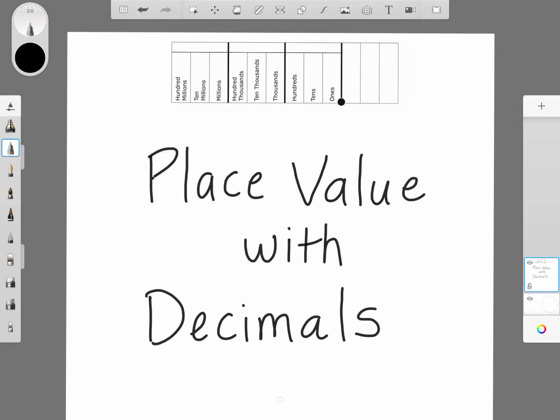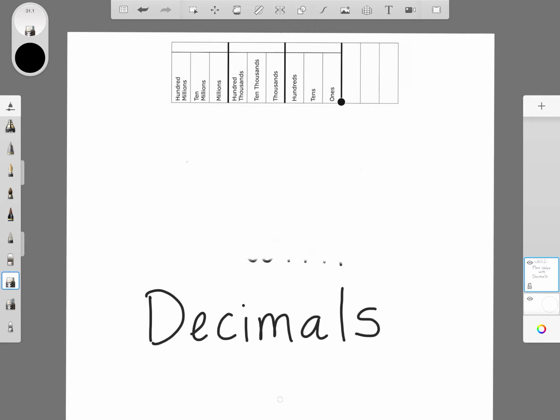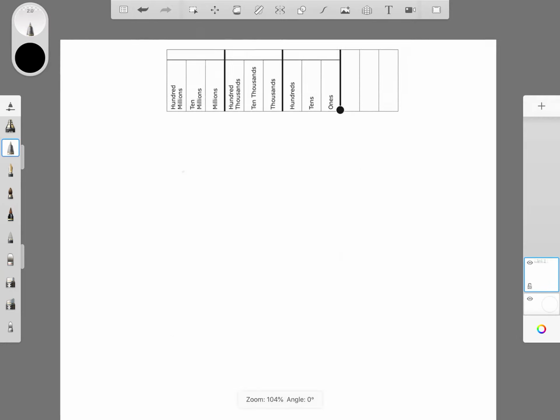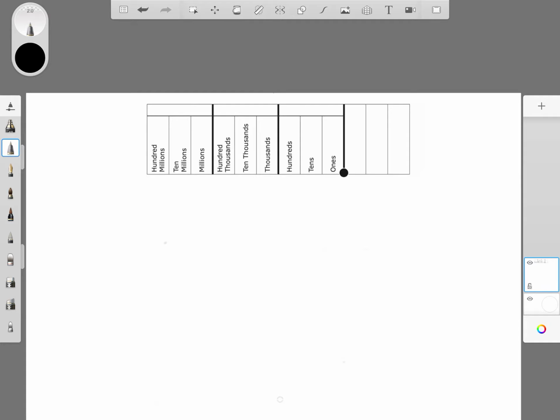Value with decimals. I'm going to erase this so we have room to work. And here we have a place value chart similar to the one we had last week. Here we have one period, and this is our ones period. We have another period, and this is our thousands period. And another period, and this is our millions period.